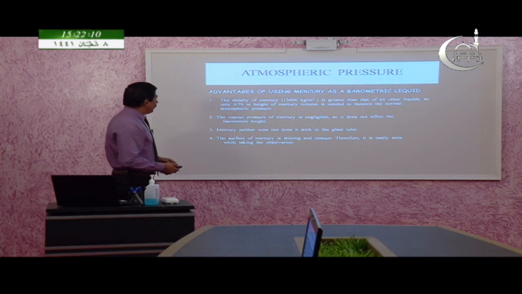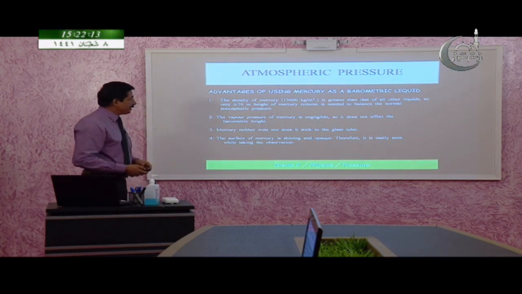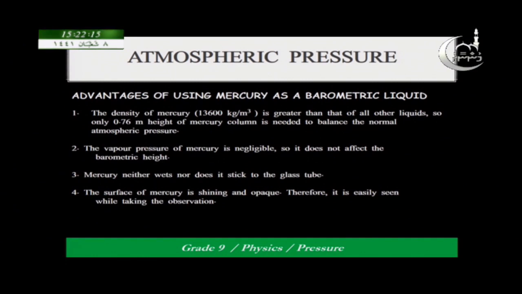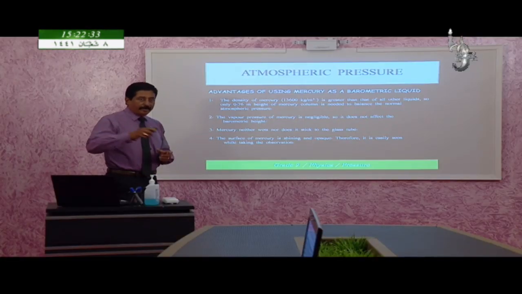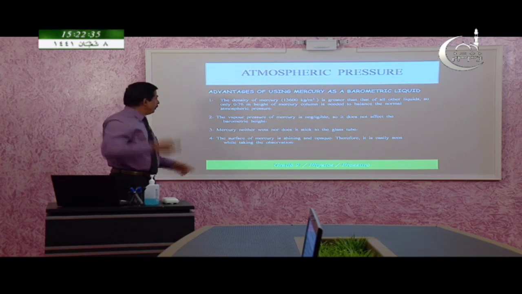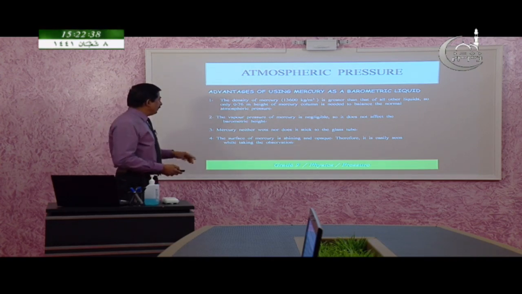Then what are the advantages of using mercury as a barometric liquid? The density of mercury is 13,600 kilogram per meter cube, which is greater than all other liquids. So only 0.76 meter height of the mercury column is needed to balance the normal atmospheric pressure. So if you use mercury, a tube of length only 1 meter is enough. That is, it will rise only 76 centimeter.